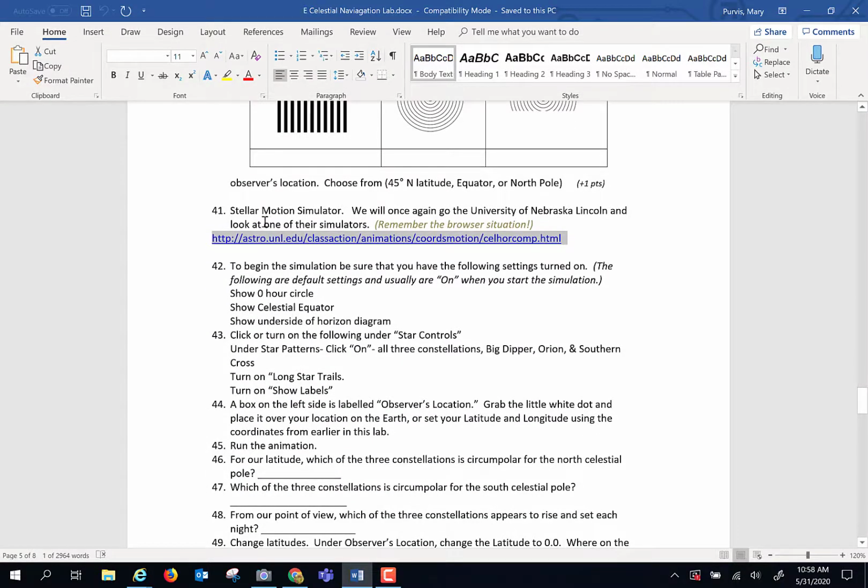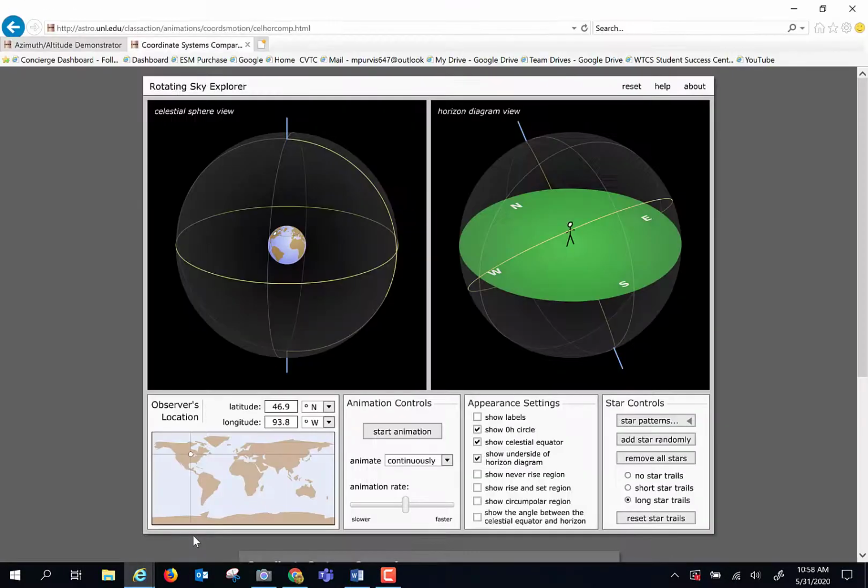Go to the Stellar Star Motion Simulator. Again, this is the address from University of Nebraska, Lincoln. And when you go to the Stellar Star Simulator, I ask you to turn some things on. Turn on show labels, turn on showing the Big Dipper and Orion and the Southern Cross. And then I always like to turn on long star trails. And then you can start the star trails. And when you start those star trails and start the animation, you can kind of see the daily or diurnal motion.